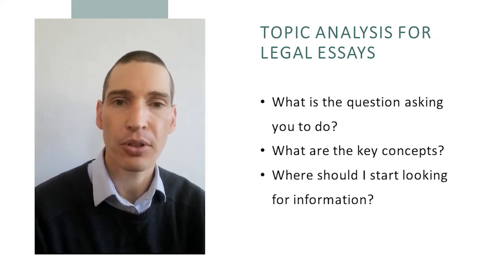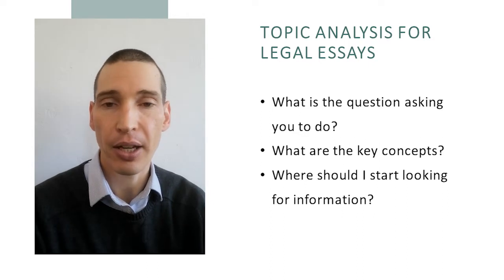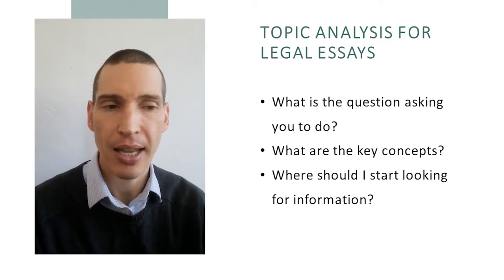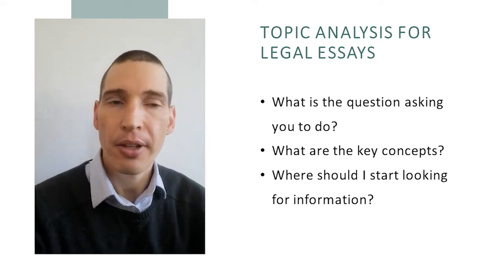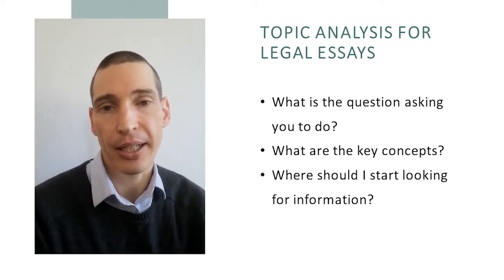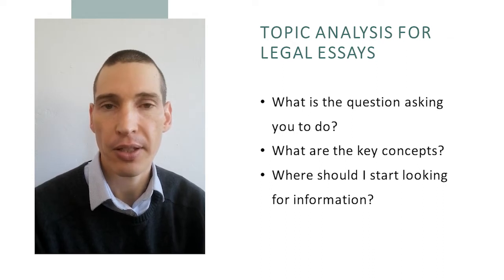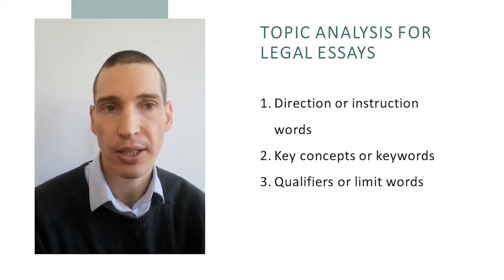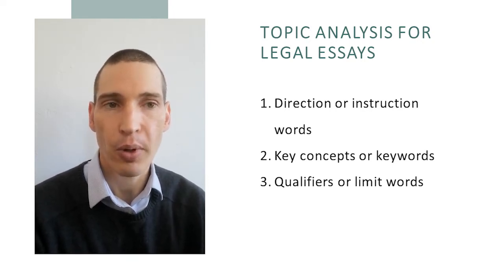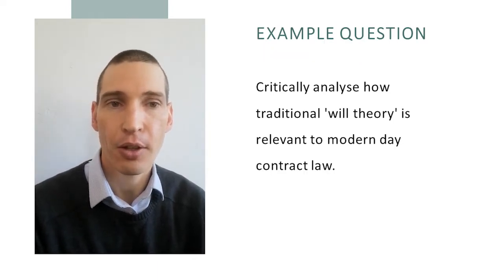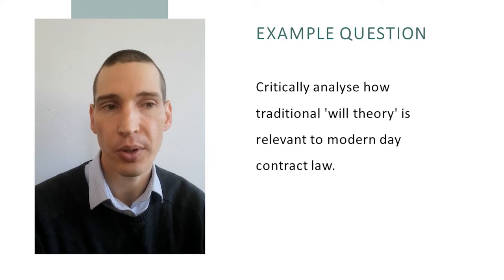So planning how you will do your research includes identifying what information you will need to find and the search terms that you will need to find it. There are three elements that you will be identifying in your topic analysis. The first is direction or instruction words, then concepts and keywords, and finally, qualifiers or limit words. We're going to look at these elements by analysing an example question. Critically analyse how traditional will theory is relevant to modern-day contract law.